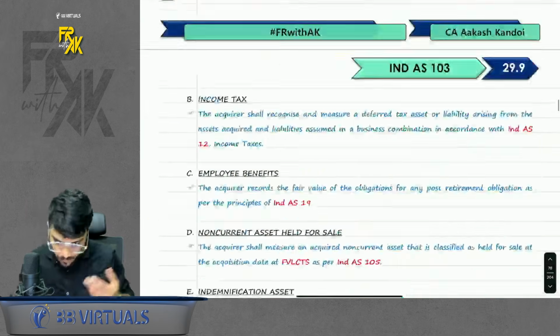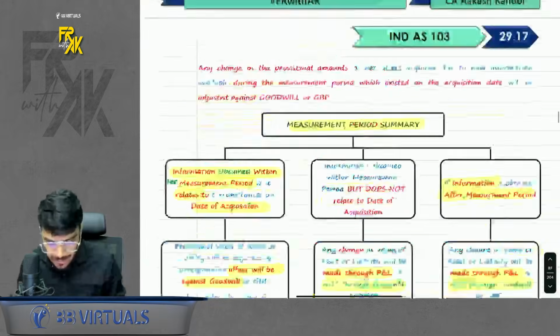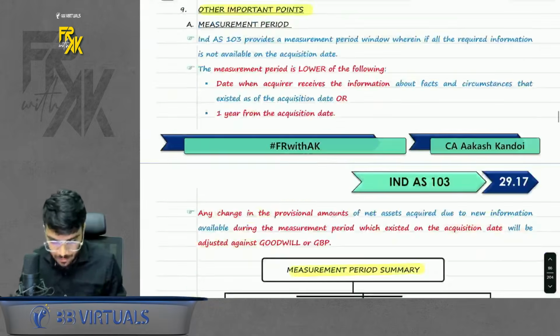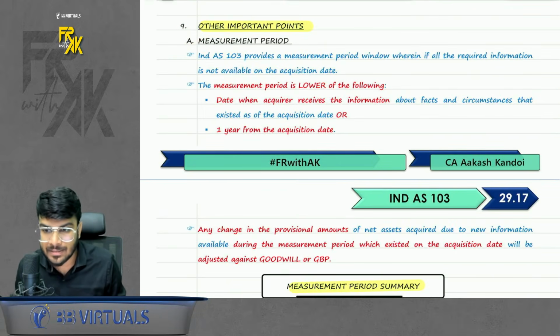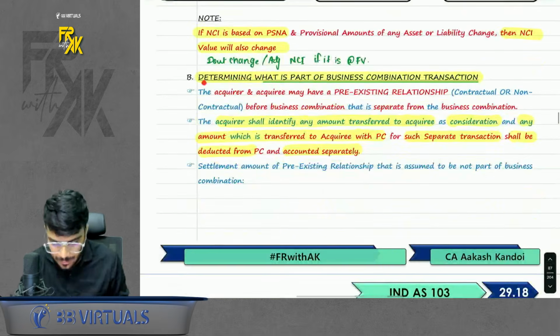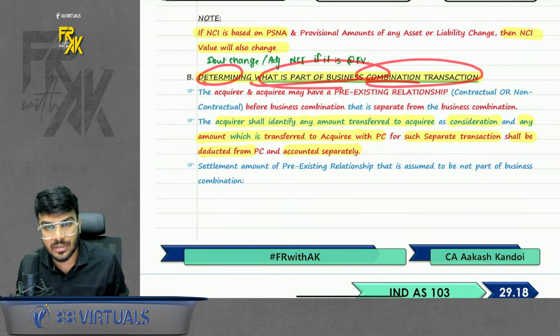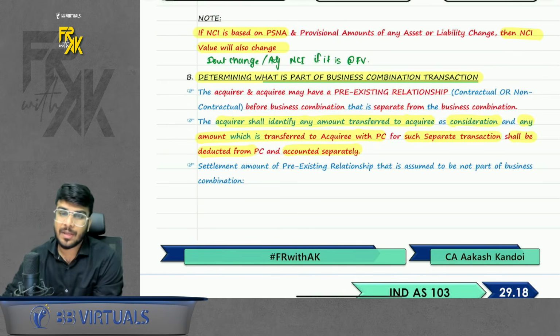Then, so now this is done also. Now the last part is there, which was point number 9. Okay, in other important points, measurement period, I guess we already discussed. The last point was here, determining what is part of business combination transaction. Okay, what is part of business combination transaction? Now what do we check here?